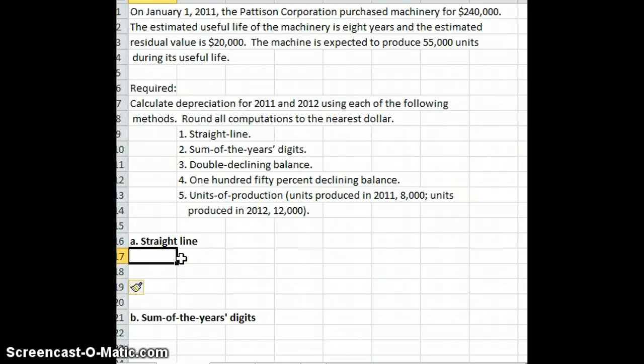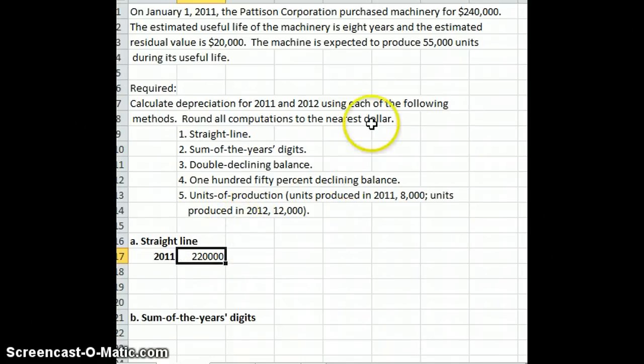So for 2011, how we calculate that is we're going to start with our cost. So our cost was $240,000. And then we have to determine the amount to be depreciated. So we do that by subtracting any residual value. So we have $20,000 of residual value. That can be what trade publications are listing as what an estimated machine at that age is worth. So our amount to be depreciated is $220,000.